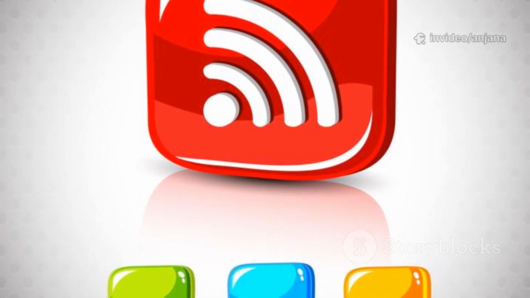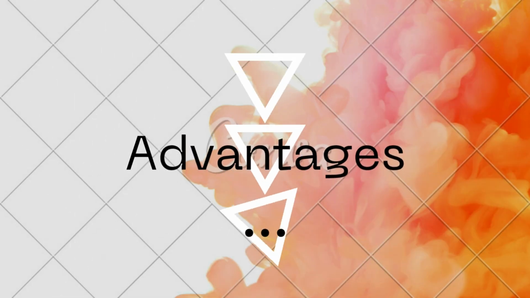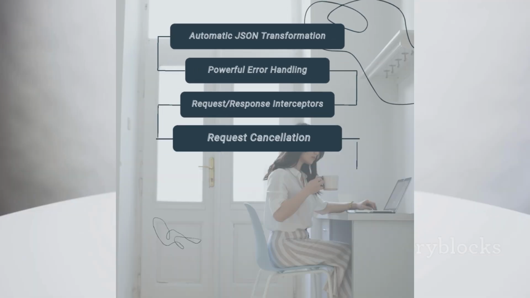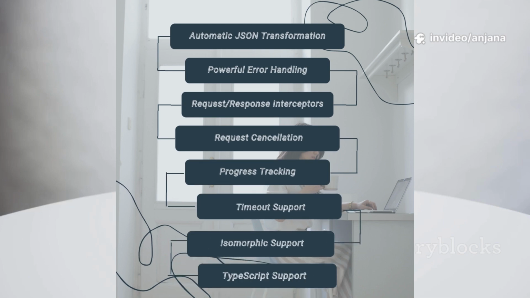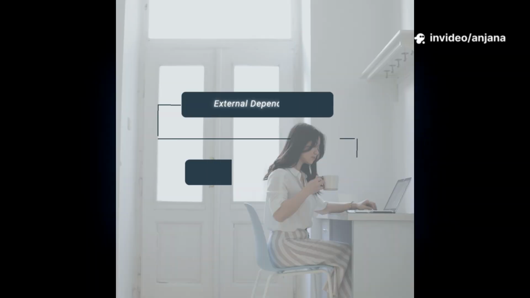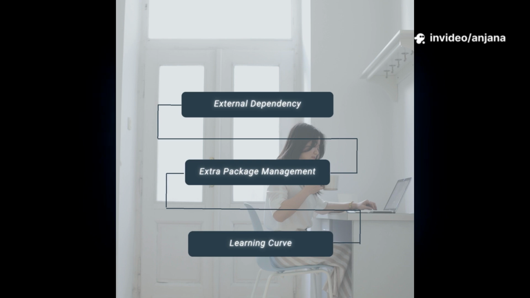in browsers and Node.js. Axios advantages: automatic transformations, superior error handling, request and response interceptors, progress tracking, timeout support, isomorphic design, TypeScript support, and XSRF protection built in. The only real drawbacks: it's an external dependency adding about 13 KB to your bundle, and you need to manage updates. Small price for what you get.